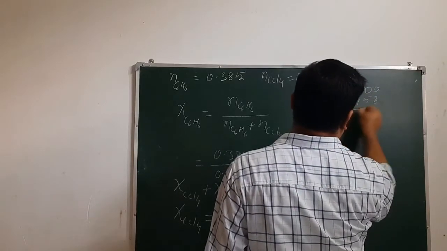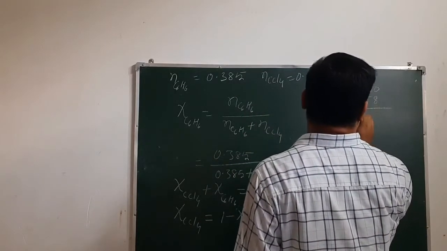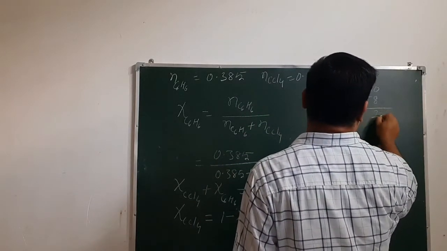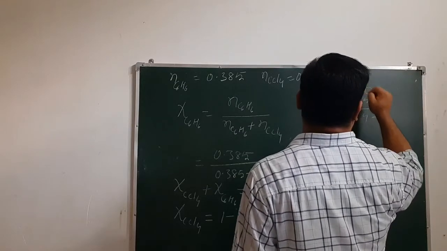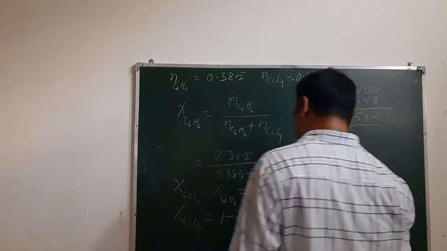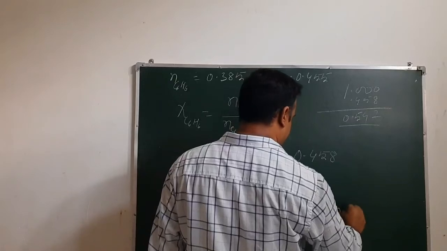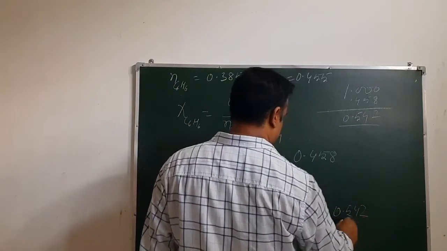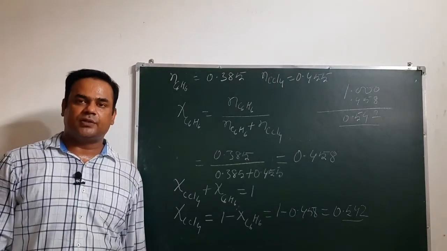which is 0.542. So mole fraction of CCl4 will be 0.542. So we have determined the mole fraction of CCl4 as well as mole fraction of benzene.